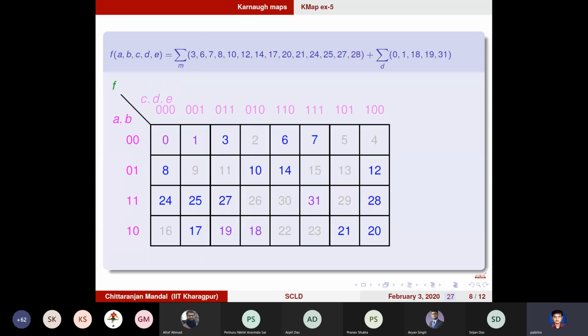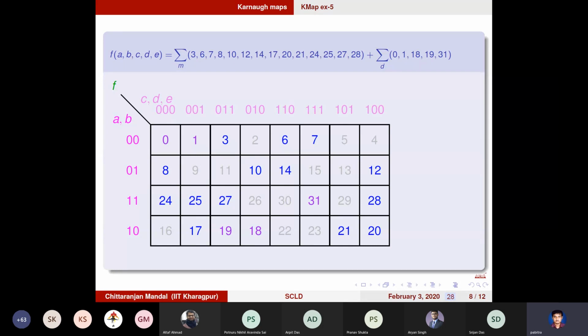Just one more thing. Let me quickly tell you this formulation. This is a sigma type expression. You have two sigmas. One has a subscript of m, and these are the m subscripts. It means the true minterms are these, denoted by blue here. There is another set of minterms, which I denote as small d.